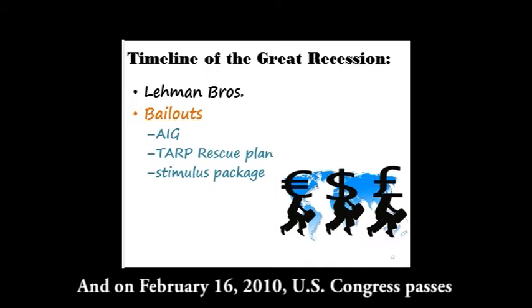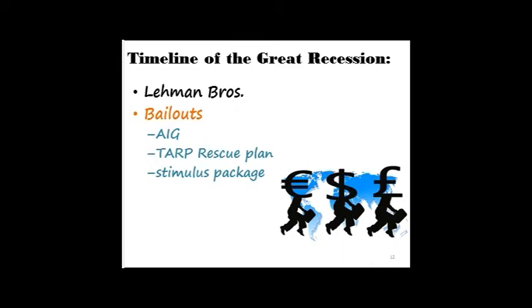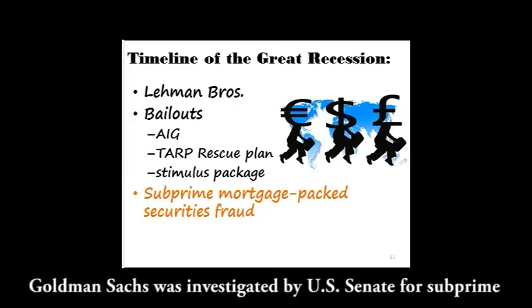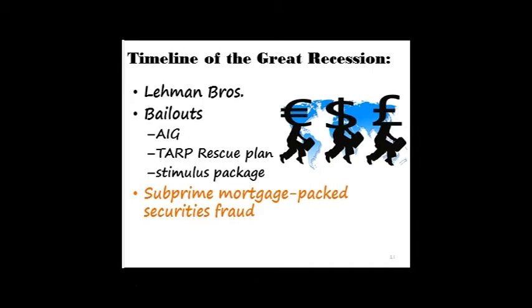And on February 16, 2010, U.S. Congress passed $787 billion, which is called the stimulus package. It is worth noticing that on April 16, 2010, Goldman Sachs was investigated by the U.S. Senate for subprime mortgage-backed security fraud.